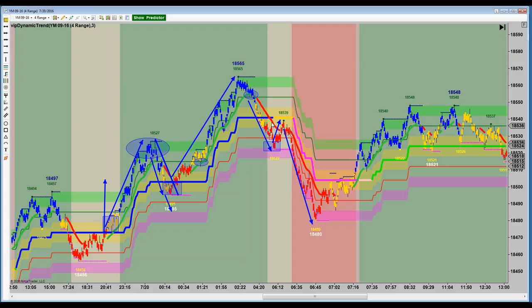That's a good point there, Doug. Yeah, it's easier to trade a range when you're in a trend and then it goes into sideways. You can trade that a lot easier.